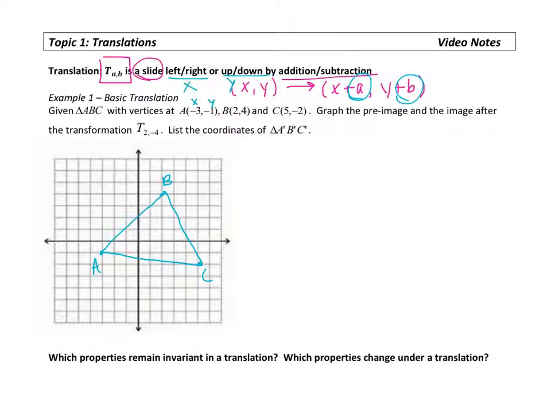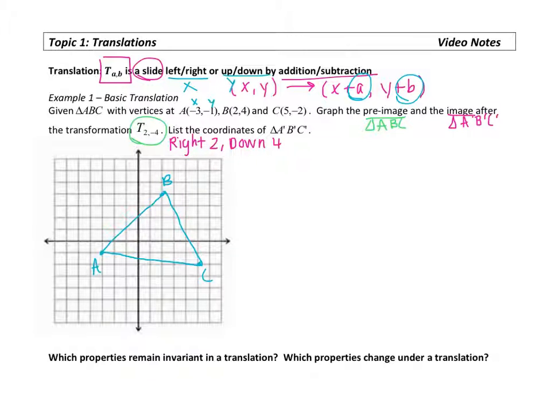Here it says to graph the preimage. Remember, the preimage is just your original triangle, triangle ABC. And its image, that's the new one, triangle A prime, B prime, C prime, after the transformation T of 2, -4. And remember that capital T again means translation. So I'm going to be sliding over 2 and then down 4. And by over I mean right, because it's a positive 2. So I'm going to move right 2, down 4.